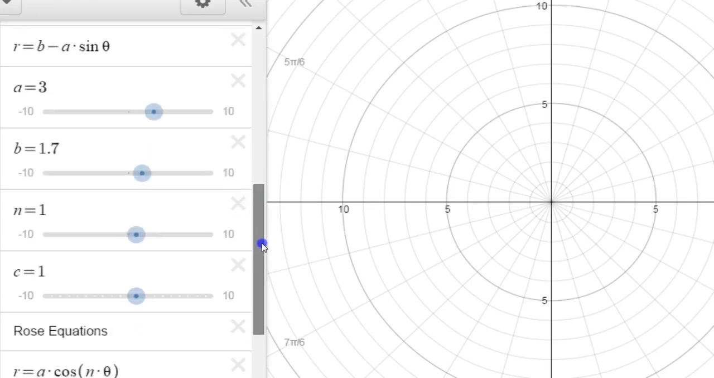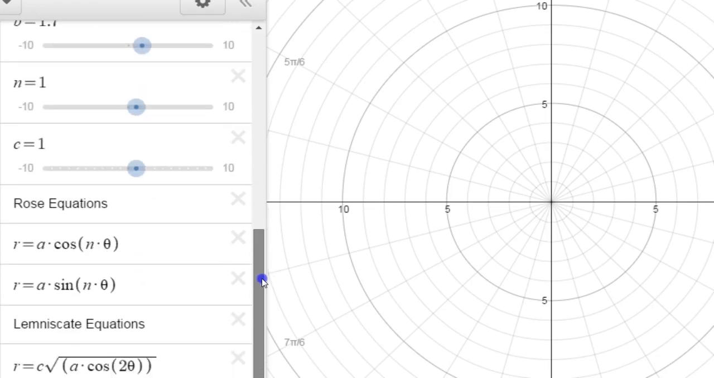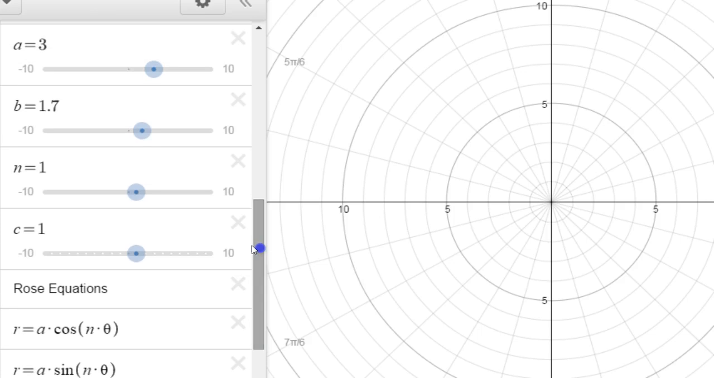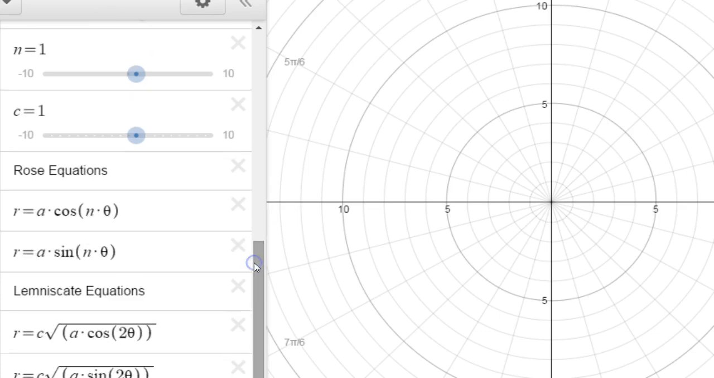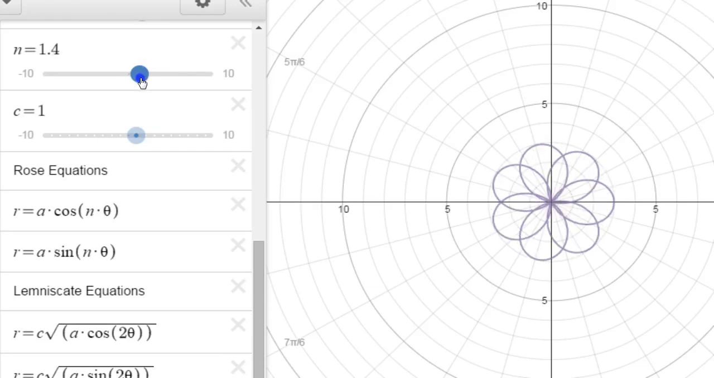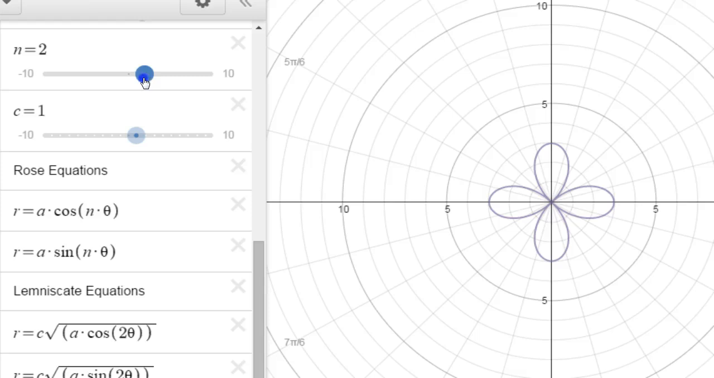Now we're going to go on to roses. As you can see, I have a slider for n as well, and that's going to give me the actual number of petals. So for roses right here, this is n equals 1. If I make n equals 2, and if I make it a really funky number, it's going to look really weird. But if I make it a nice whole integer, it's going to be 2.